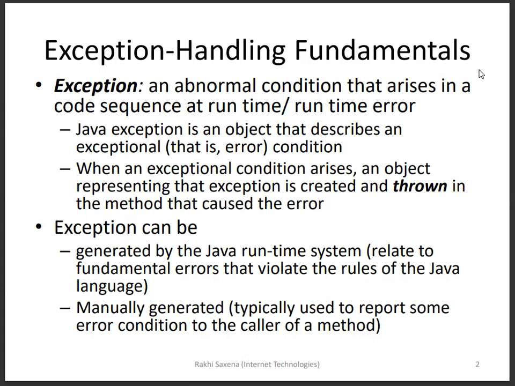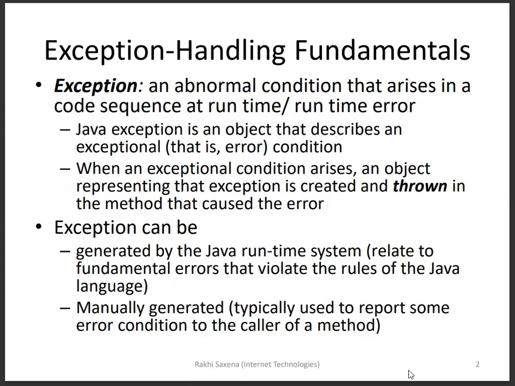So the exception is basically a subclass of error, and 17 subclasses of the exception class are available. Okay. So we will see that an exception is an abnormal condition that arises in the code sequence at runtime. It is nothing but an abnormal or unrealistic condition happening at runtime, and that is called an exception. A Java exception is an object that describes the exceptional, that is, error condition. Java creates the object of a particular class and throws it, and that class will handle that particular exception. When an exceptional condition arises, an object representing that exception is created and thrown in the method that caused the error.